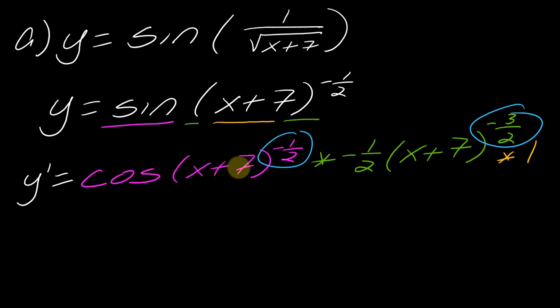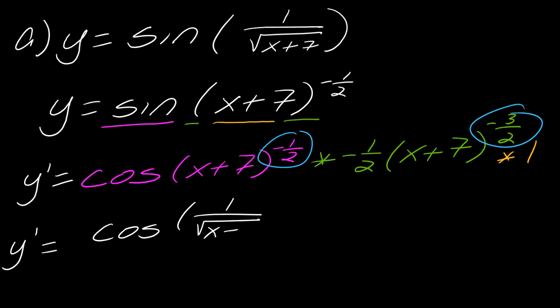So instead of writing this x plus 7 to the negative 1/2, I'm going to rewrite it back in the form where we actually started. The top of this will be cosine of 1 over the square root of x plus 7. Now I have to multiply that by this fraction over 2. So this whole thing's going to be over 2.